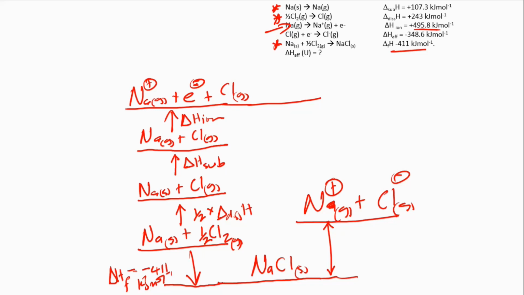And if you think about it, you're basically forming an attachment. You're forming this interaction between an electron, which is a negative body, and the nucleus of the chlorine atom to give you gaseous chloride ions.